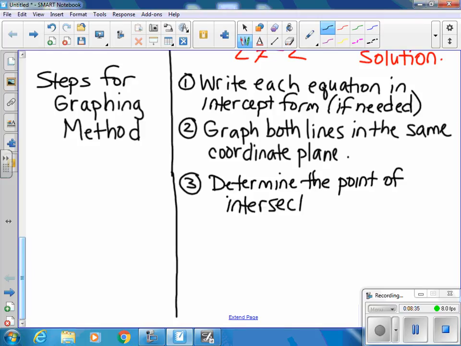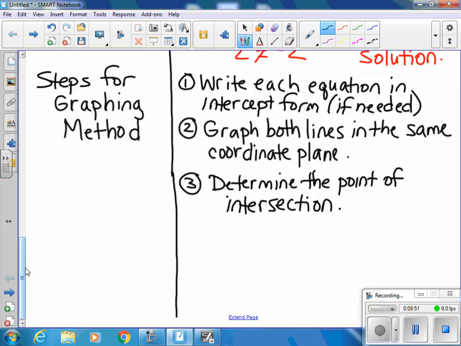Right, and that means where the two lines cross. Your answer to these graphs will be the ordered pair where those two lines cross. If your two lines don't cross, you know you've done something wrong for right now. So they must cross in this method for you to be okay. So check your graphing if that doesn't happen.